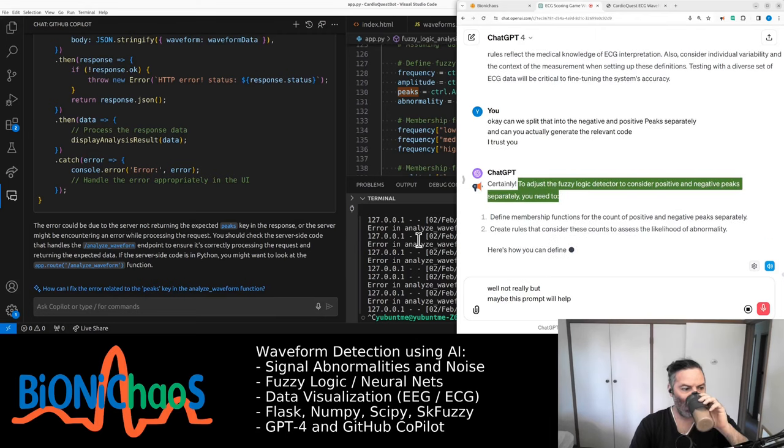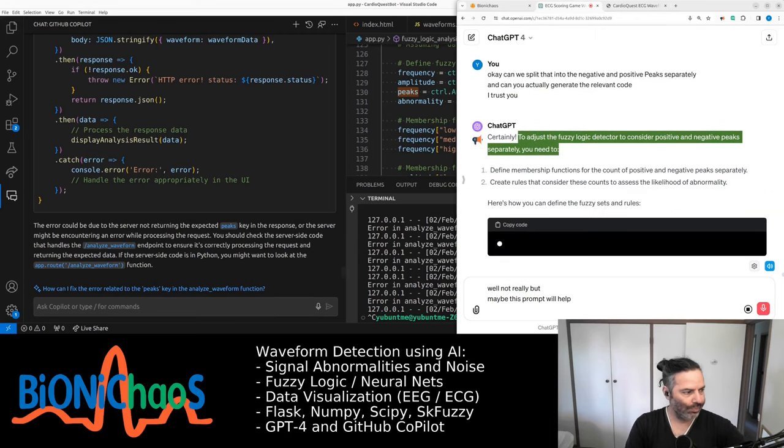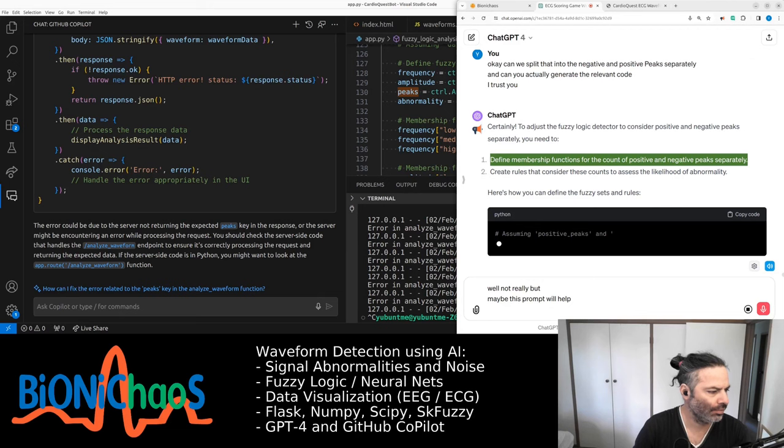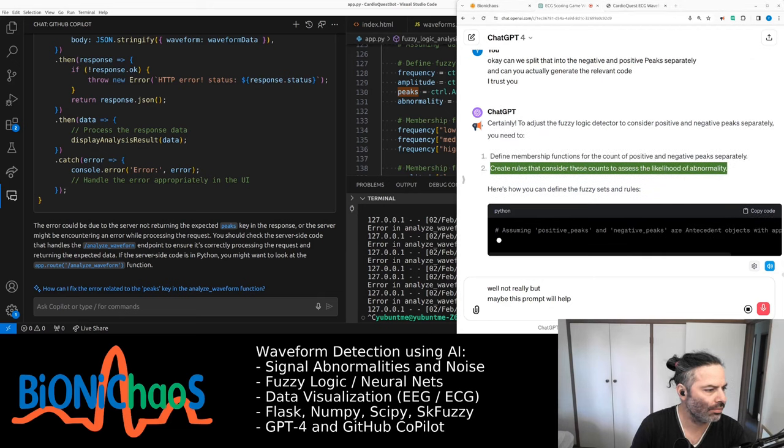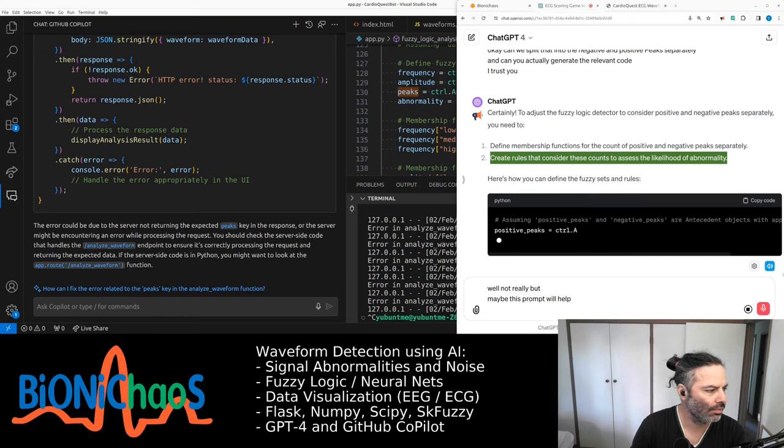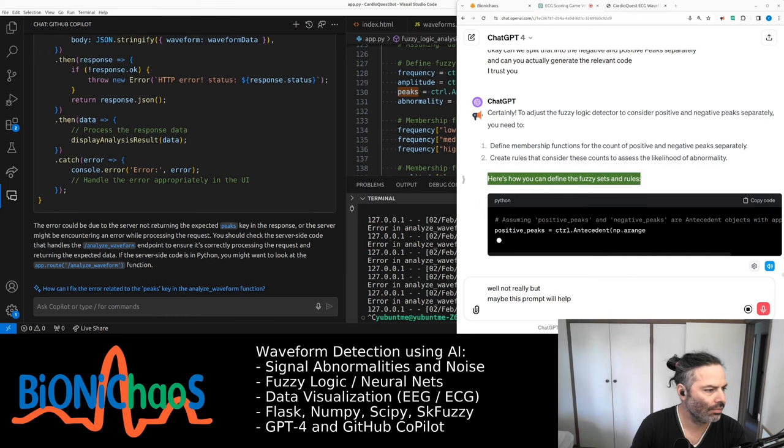Certainly. To adjust the fuzzy logic detector to consider positive and negative peaks separately, you need to define membership functions for the count of positive and negative peaks separately. Create rules that consider these counts to assess the likelihood of abnormality. Here's how you can define the fuzzy sets and rules.